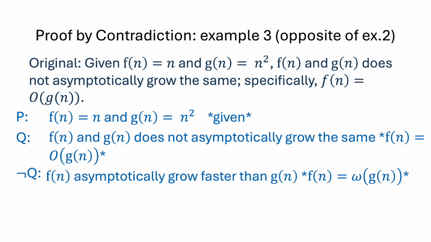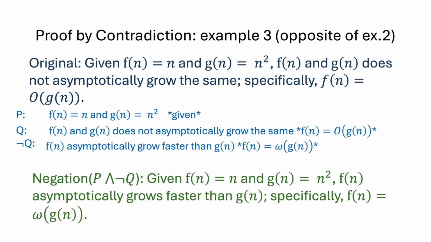Note that it is only a small omega because big O already includes the theta definition, so the negation cannot include it. An analogy is that the opposite of less than or equal to is greater than. This gives our negation statement. Given f of n equals n, and g of n equals n to the power of 2, f of n asymptotically grows faster than g of n. Specifically, f of n equals small omega of g of n.